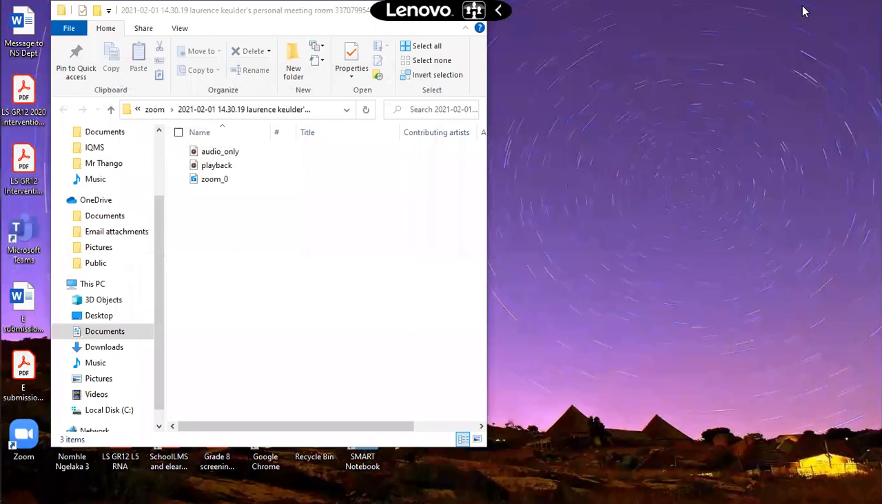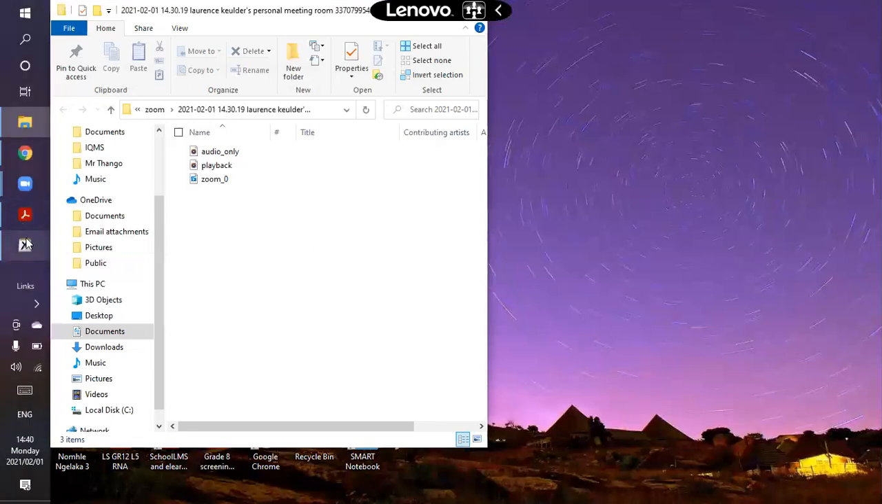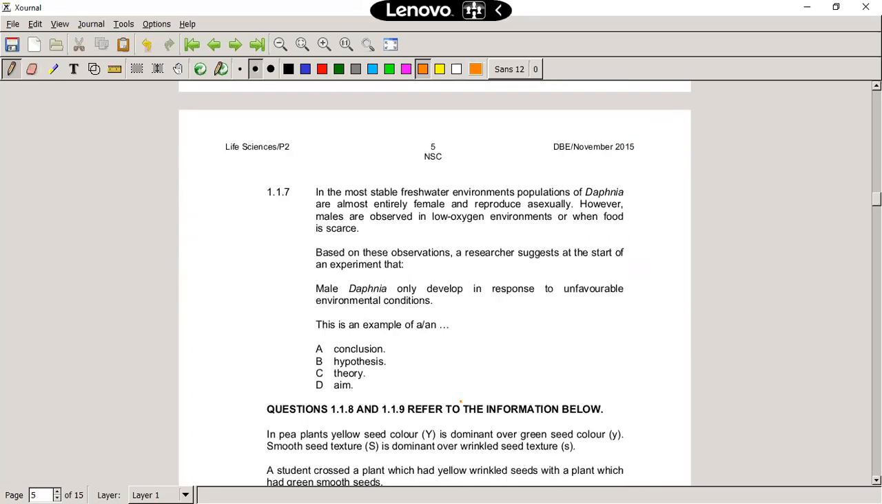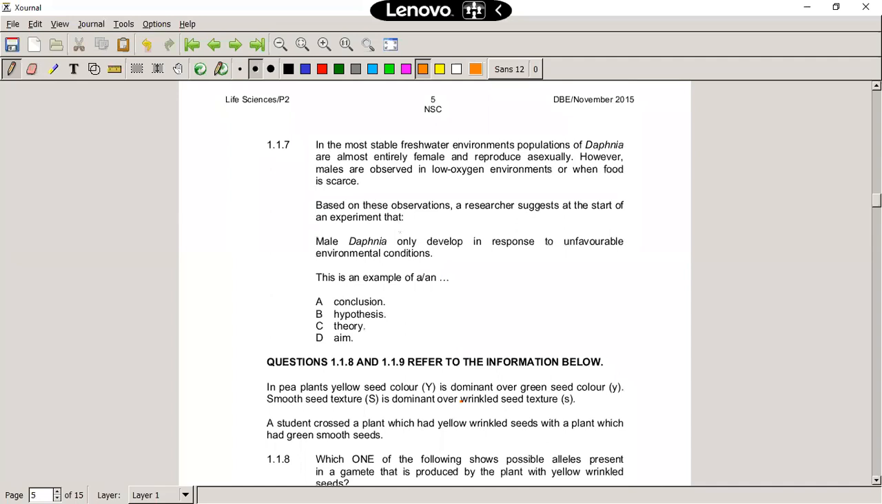1.1.7 is probably also an evolution question, but you've done evolution in grade 10 as well, so you should be able to do it as well. So let's take a look at 1.1.7. In the most stable freshwater environment, populations of Daphnia are almost entirely female and reproduce asexually. However, males are observed in low oxygen environments or when food is scarce.